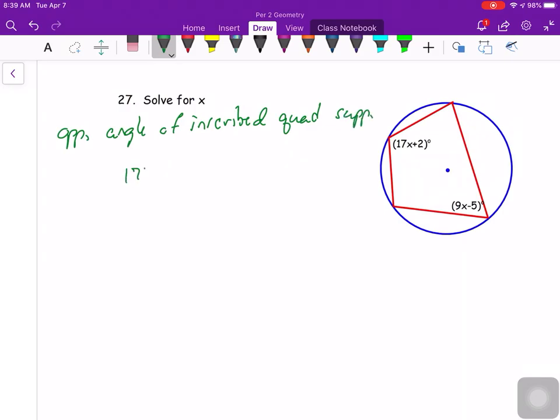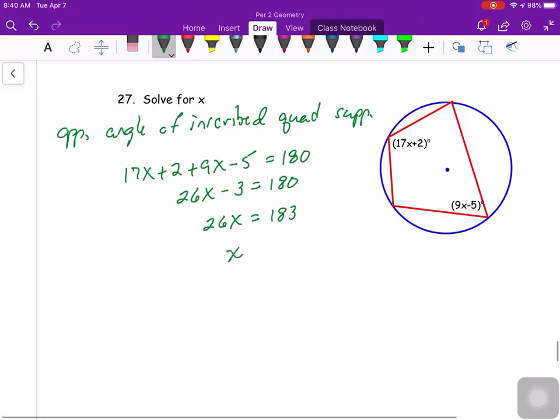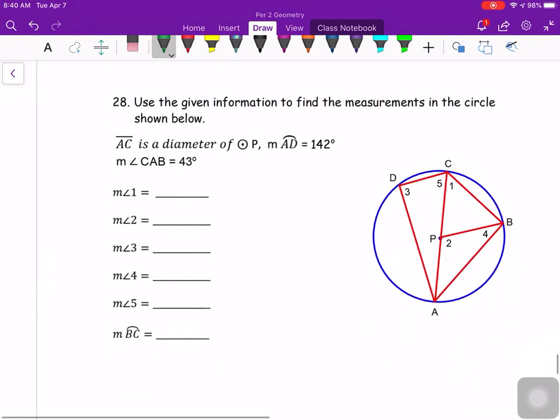Opposite angles of an inscribed quadrilateral are supplementary. So if I add 17x plus 2 to 9x minus 5, I get 180. Combining like terms, 26x minus 3 equals 180. Add 3, 26x equals 183. 183 divided by 26. And that doesn't reduce.